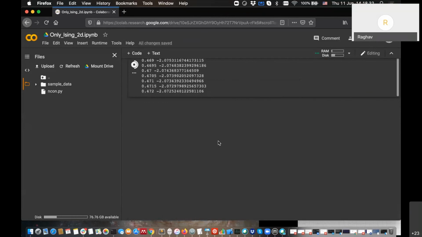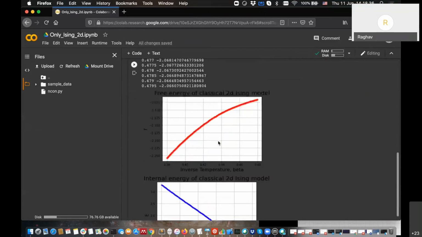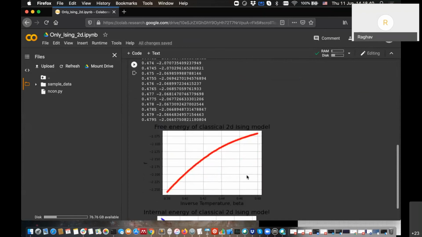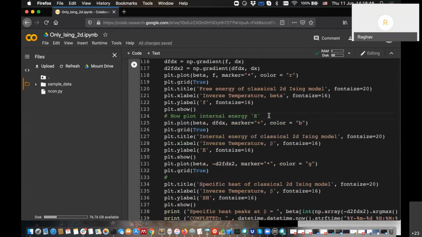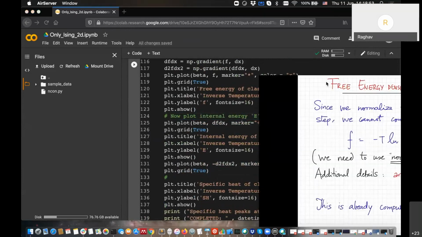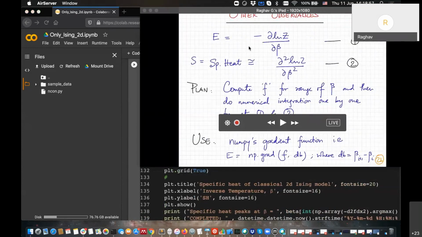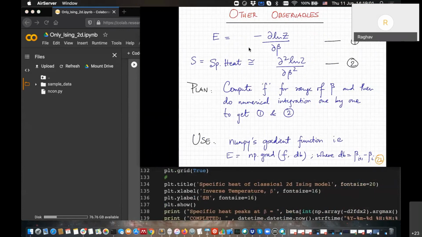Then it will compute the free energy, and compute the first derivative of the free energy. So this is the free energy versus inverse temperature. Now, in the code, once we have the free energy, I'm also calculating the internal energy. So how do we define this? We are now at this point. Once we have Z, we can compute ln Z. If we take the derivative of ln Z with respect to beta, we get energy. And then you can also take the second derivative of that. This is done by numpy's gradient function in the code. So you do np gradient of Z with step size in beta, you get this. And then you apply the gradient function on E to get the specific heat.